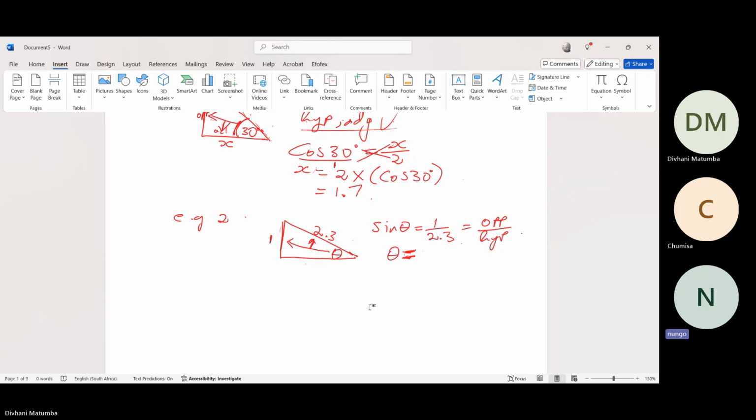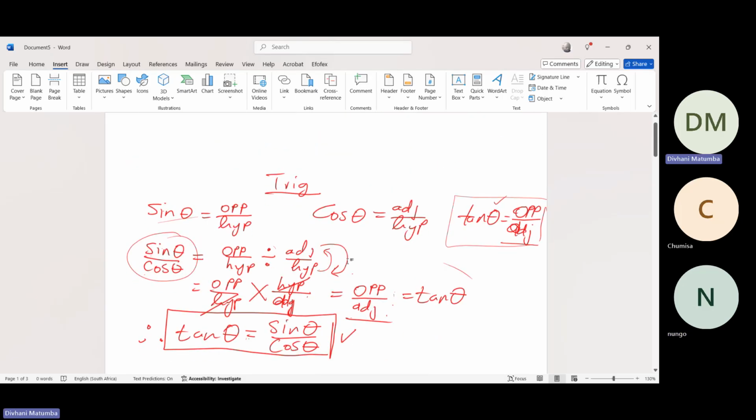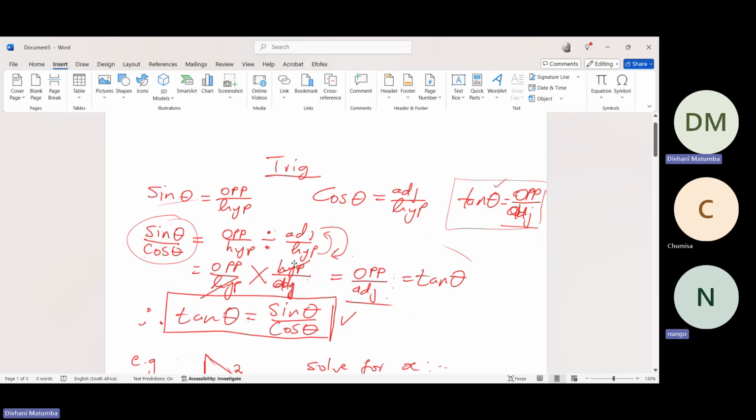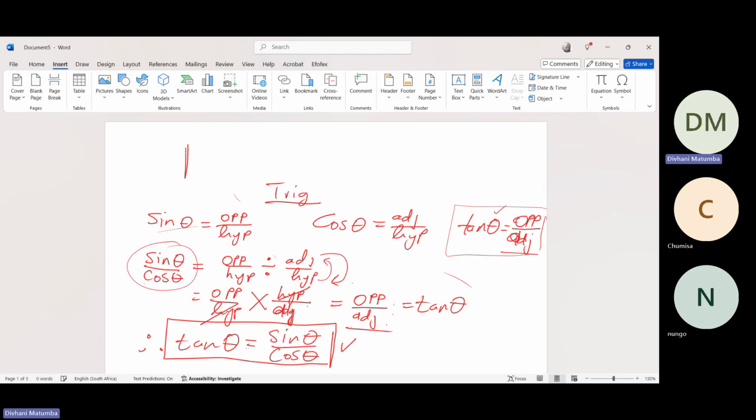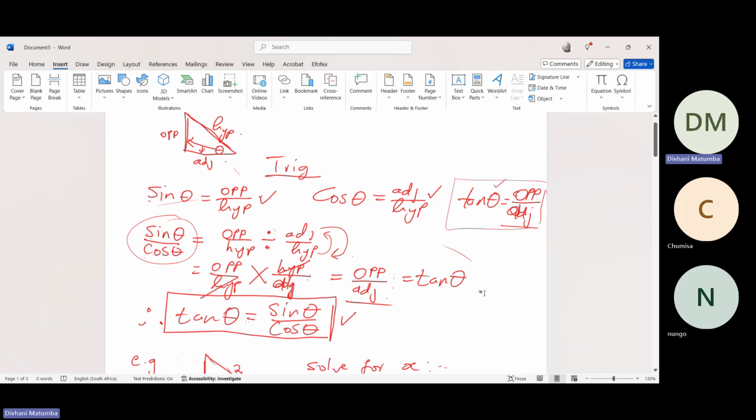The sine of theta is given by the opposite. If you have a triangle and that's your angle, this is the opposite, and this is what we call the adjacent, and the longest side is called the hypotenuse. So the sine of theta is given by opposite over hypotenuse. The cos of theta is given by adjacent over hypotenuse, and the tan of theta is given by opposite over adjacent.